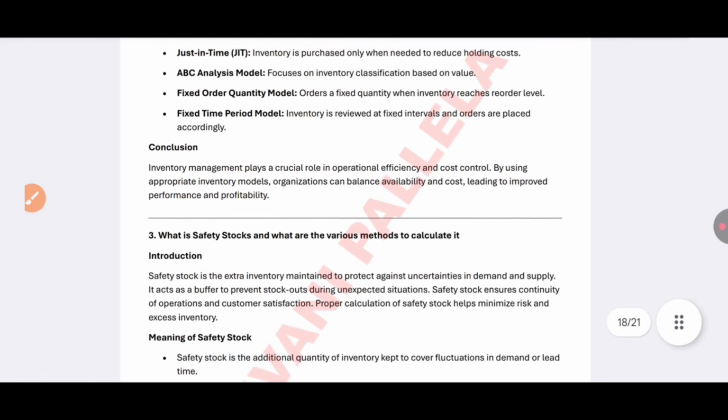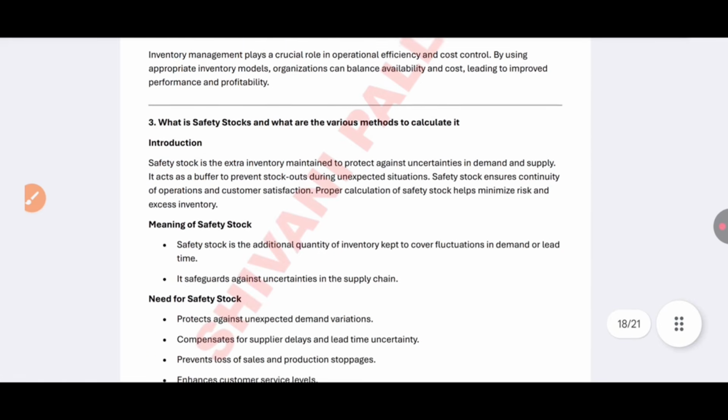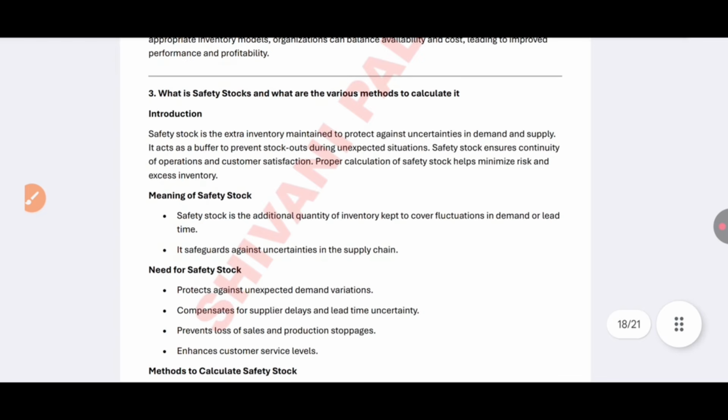Clear, ma? And the last question from the last unit is, what is safety stock, and explain the various methods to calculate it. What is meant by safety stock? To meet the future demand, we keep some stock as a safety.